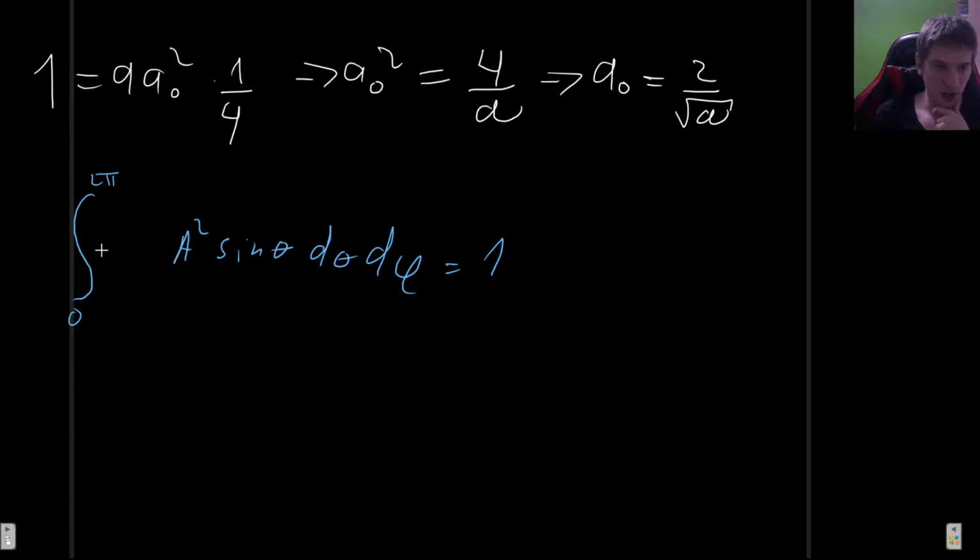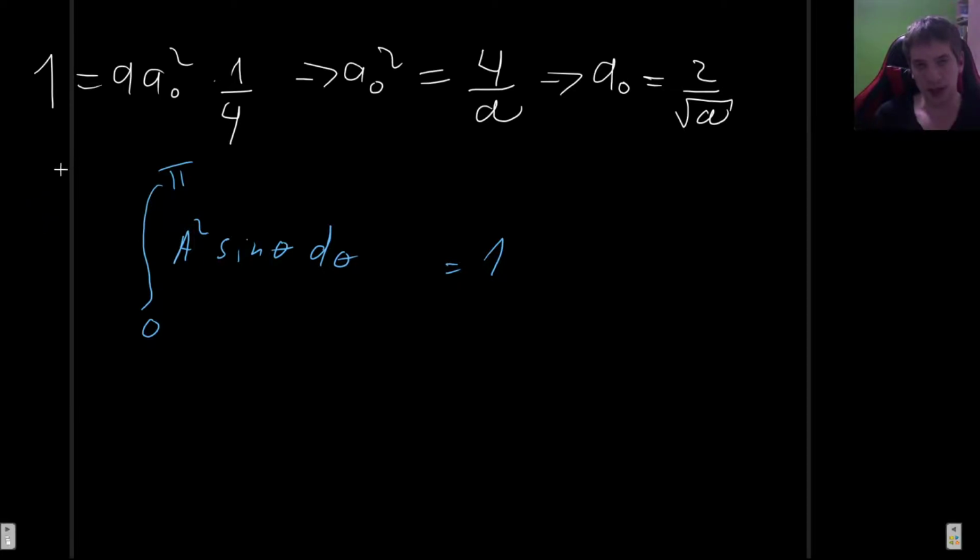So integral from 0 to 2 pi d phi, integral from 0 to pi d theta. Because phi is the one that goes from 0 to 2 pi, and this integral is just 2 pi. You're basically integrating 1, which is just going to be phi, and then you evaluate it at 2 pi, which is just 2 pi. So we have to solve this right here. Now this is also quite simple.